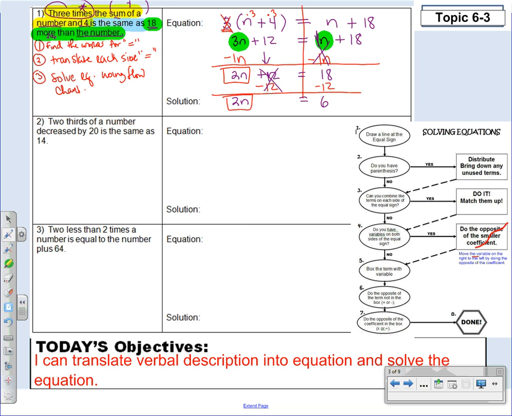The last step, we do the opposite of the coefficient of the box. This is 2 times n, so we're going to divide by that number, divide by 2. That leaves us with n equals 3.